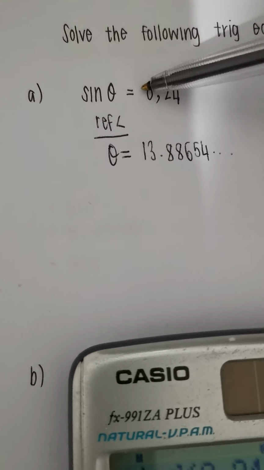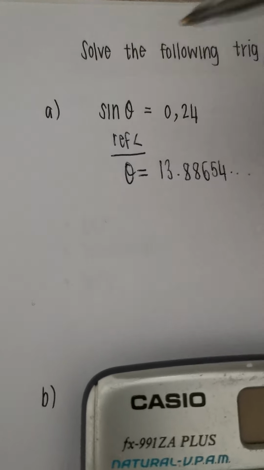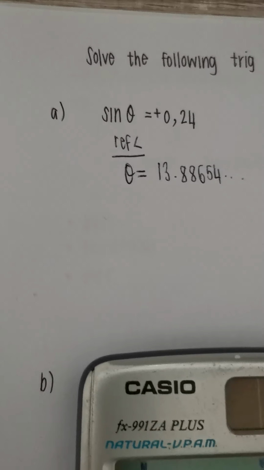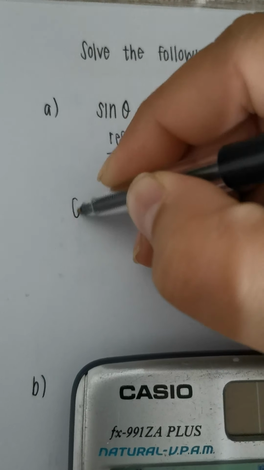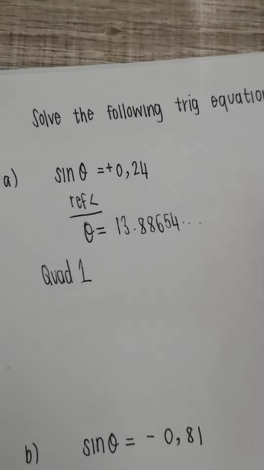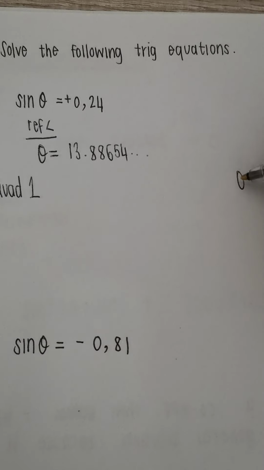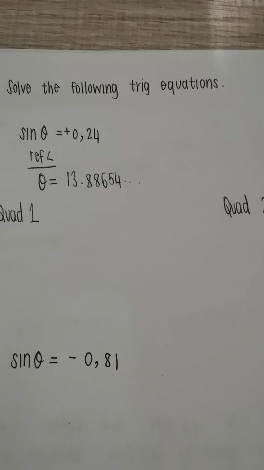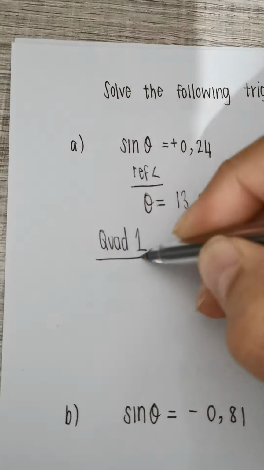Now remember we were talking about which quadrants it fits into. Do you see how this here is positive? Where is sine positive? We know that sine is positive in quadrant 1 and quadrant 2. Those are the two places where sine is positive. So you copy this down.